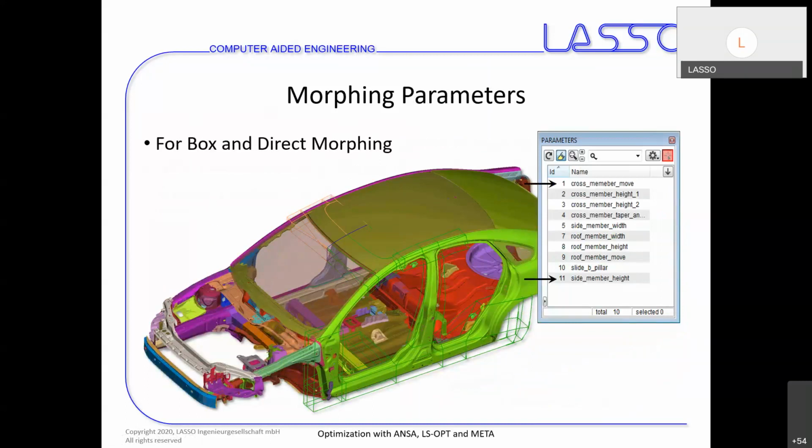All these morphing actions that we have seen, either box morphing or direct morphing, can be parameterized, which means I can not only use them interactively once, but I can apply parameters on them and by this use them later on in an optimization. So otherwise I would not have shown them to you here.